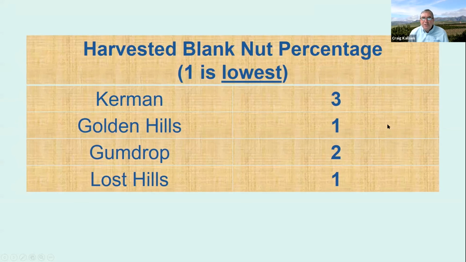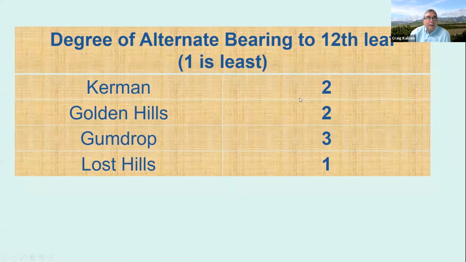How about blank nuts? These are harvested blank nuts. When we do our trials, we don't clean all the blank nuts off the tree. We just measure the ones that did fall into our harvest shaker. In general, Golden Hills and Lost Hills have had the fewest blanks, Kerman the most. Of course, you don't get paid for a blank nut. Seedless citrus, you get a real premium for those, but seedless pistachios, it's the opposite.